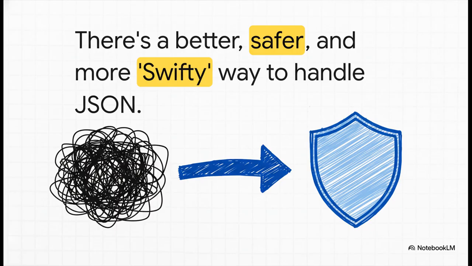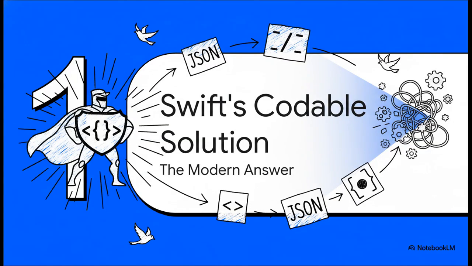Well, if that last slide felt a little too real, I've got some fantastic news for you. Those days of manual, error-prone dictionary diving are over. There is a much, much better way to do this. A way that feels truly Swifty. And the hero of this story? It's a protocol called Codable. Seriously, this isn't just some little helper tool. It's a complete game changer for how we handle data in Swift. It's the modern answer to an old, annoying problem.